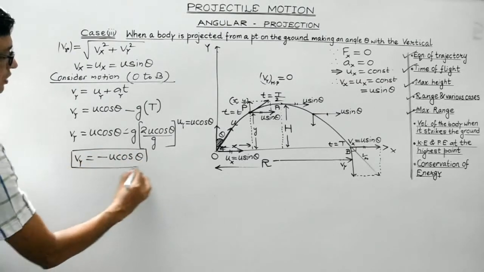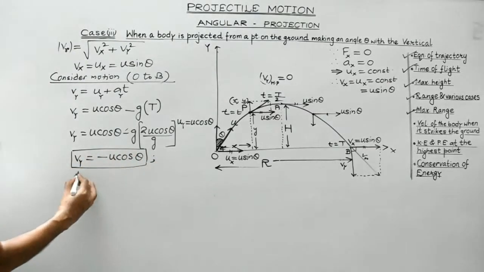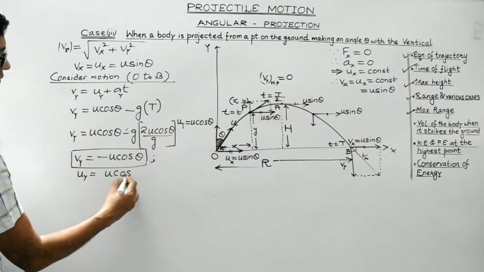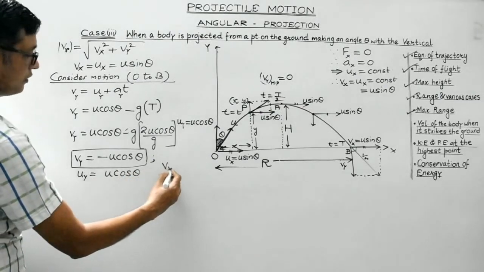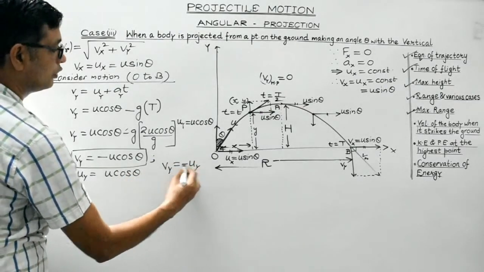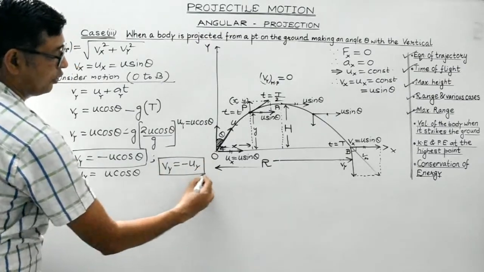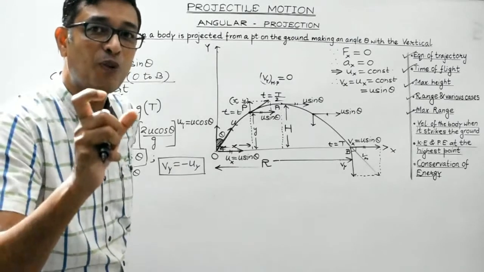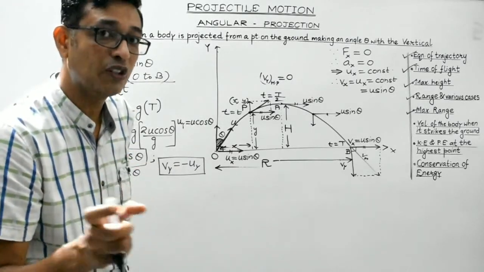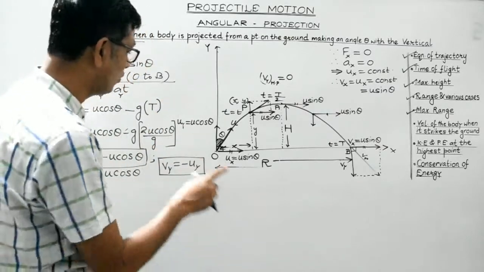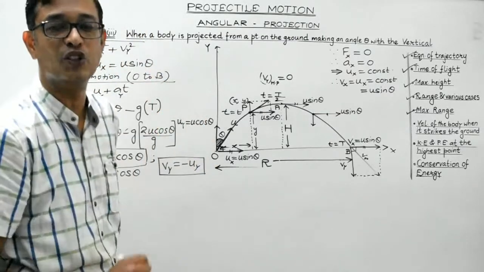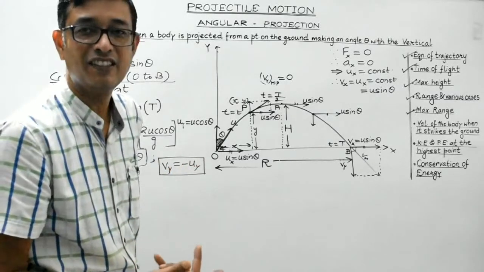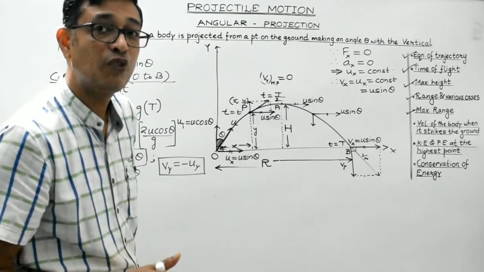Now concentrate on this, students. Vy is minus u cos theta, and what about uy? Uy is u cos theta. So from these two, what do you get? Vy is equal to minus uy. It means that the magnitude of the final vertical component of the velocity is exactly equal to the magnitude of the initial vertical component of velocity. This negative sign suggests that both are oppositely directed, that is, they are inclined at an angle of 180 degrees.